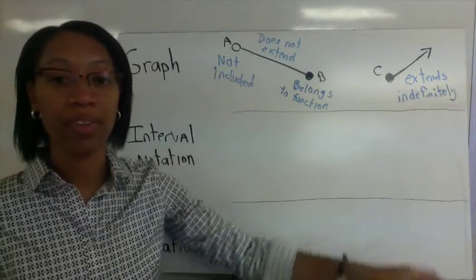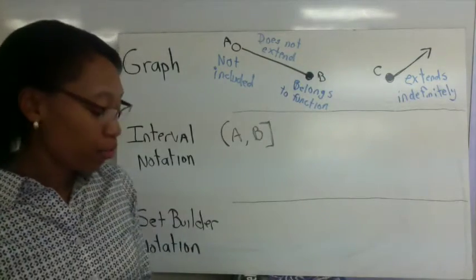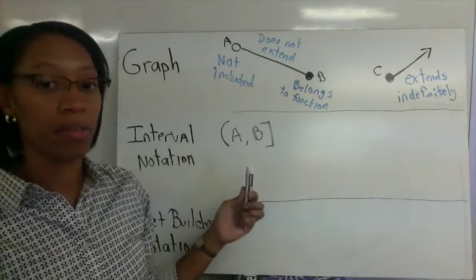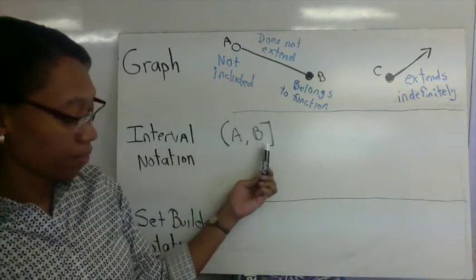Okay, so now how do we say those things in interval notation? In interval notation, this segment could be written as, this means the interval from A to B, okay?